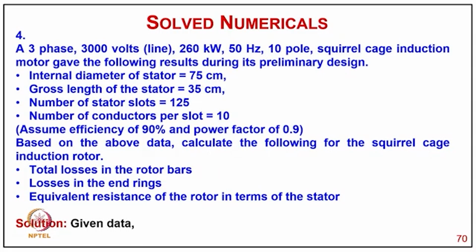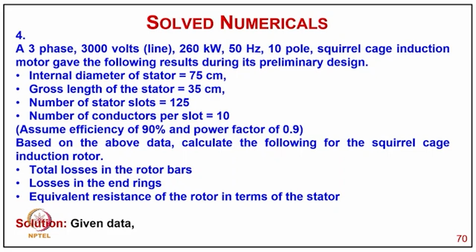Now coming to example 4: a 3-phase, 3000 volt line, 260 kilowatt, 50 hertz, 10-pole squirrel cage induction motor gave the following results. During preliminary design, the internal diameter of the stator is 35 centimeter, gross length 35 centimeter, number of stator slots 155, number of conductors per slot 10, assuming efficiency 90% and power factor 0.9.